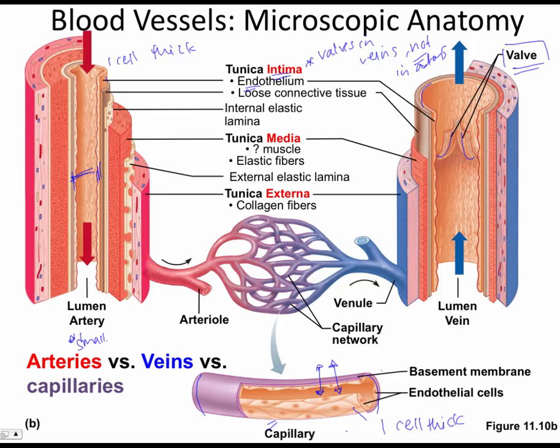Smaller lumen compared to the lumen of your veins. It was much wider. And we'll see why that's important when we look at blood flow through these different vessels.